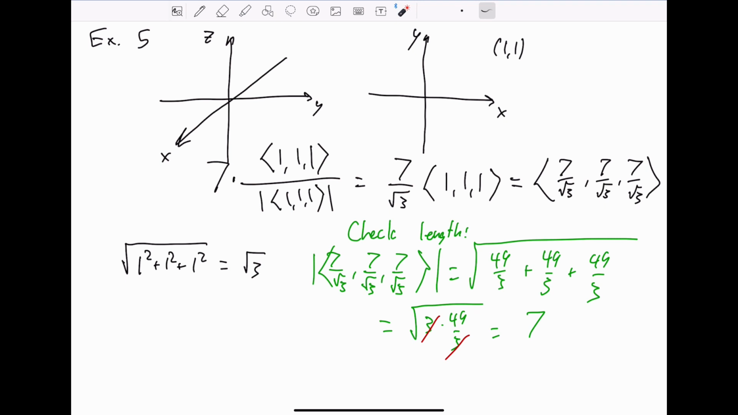So the vector that makes a 45-degree angle with the x, y, and z axes in the first quadrant that has a length 7 is this vector right here. Once again, we found this by first dividing the vector by its magnitude to get a unit vector, and then we scaled the unit vector up by 7 to get a length 7 vector.